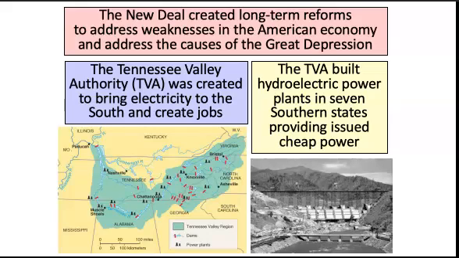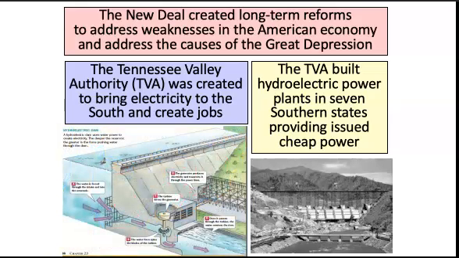In addition to this, the TVA not only provided the cheap electricity, but, not on the screen, and important for you to understand, it also provided for flood and erosion control in this region, which helped to stabilize the farming and agricultural industries in this particular region. That should be on the PowerPoint. It's not, but make sure you add it into your notes.